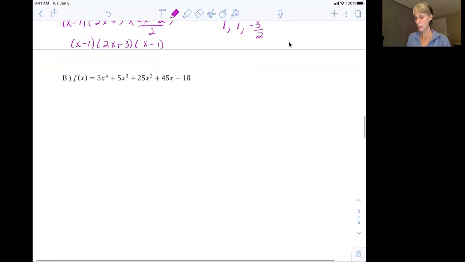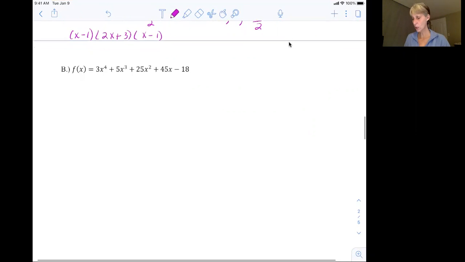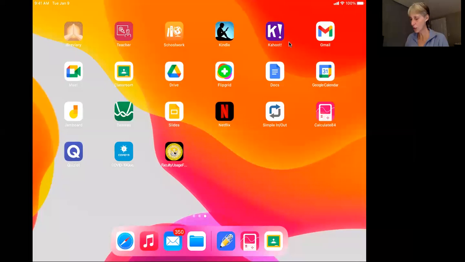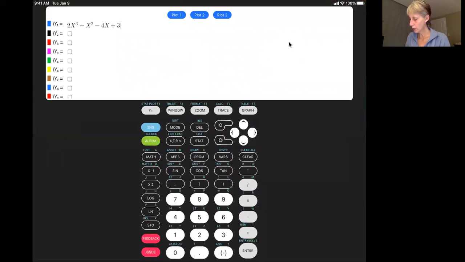Okay, so we have 3x to the 4th plus 5x cubed plus 25x squared plus 45x minus 18. The maximum number of zeros is 4. Okay. So this time I'm not going to use the list, because the factors of 18, there's so many. I'm going to wind up listing so many things when I'm just going to go to my calculator and cheat anyway. So we're going to clear out the calculator.